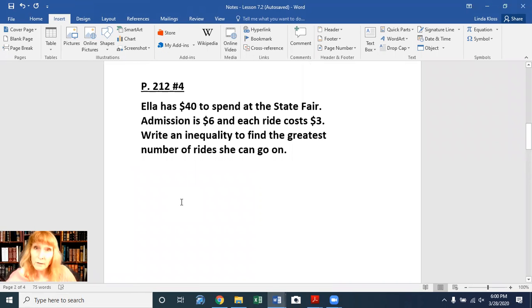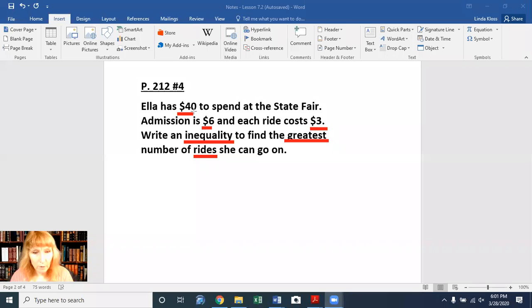So we have Ella has $40 to spend. I'm going to underline the words as I go and the numbers as I go. Ella has $40 to spend at the state fair. Admission is $6 and each ride costs $3. Write an inequality to find the greatest number of rides she can go on.